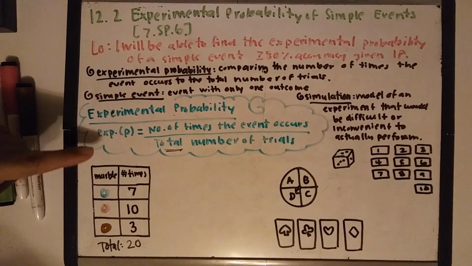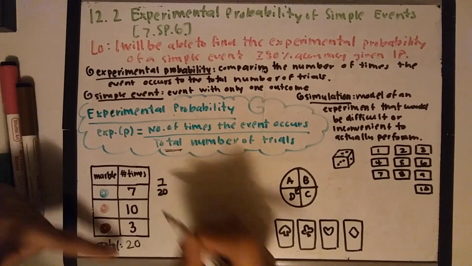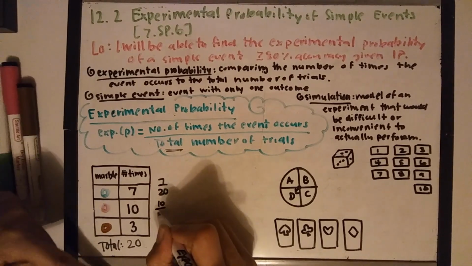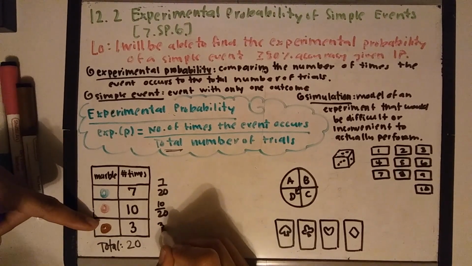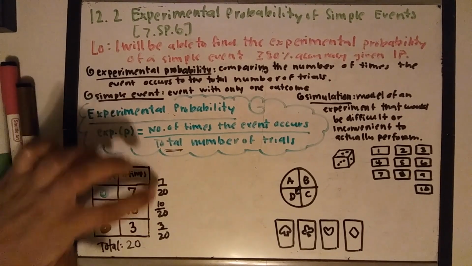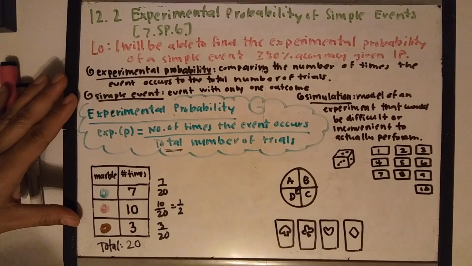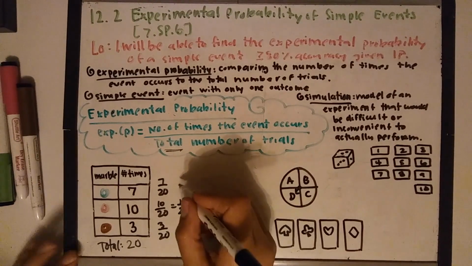Okay, so how many times did I get a green marble? 7 out of how many? Out of 20. What about pink? 10 out of 20. And then brown, 3 out of 20. From here I have to simplify. The 7 over 20 cannot be simplified because 7 is a prime number, so that stays, but the 10 over 20 I can simplify as 1/2, okay? So this is your fraction form.